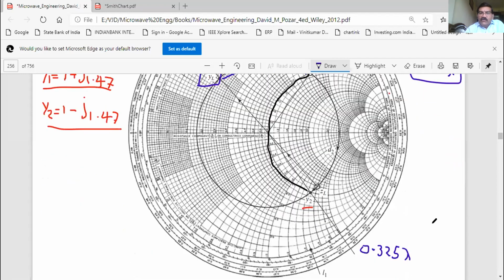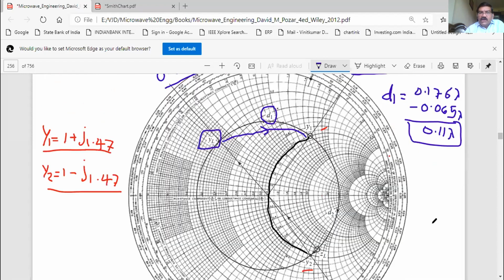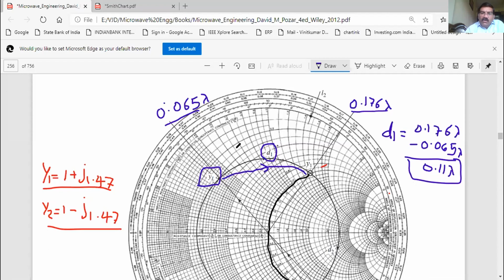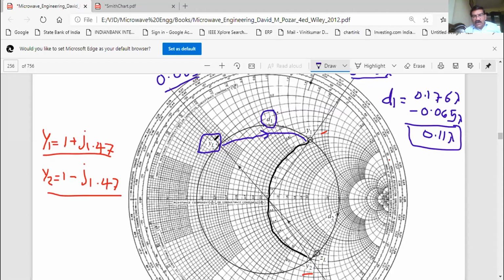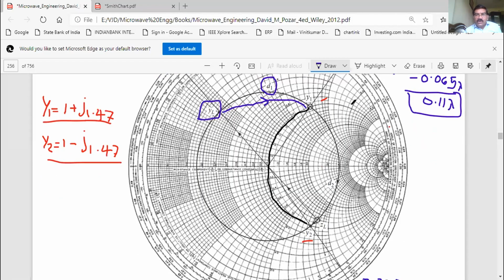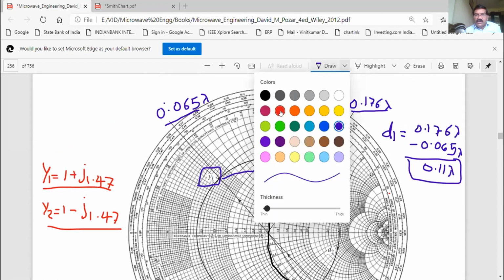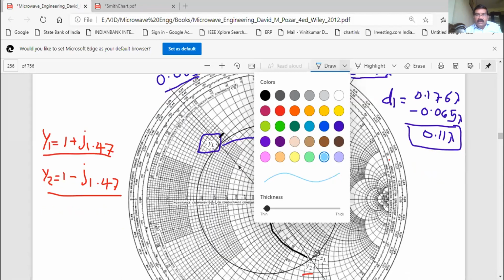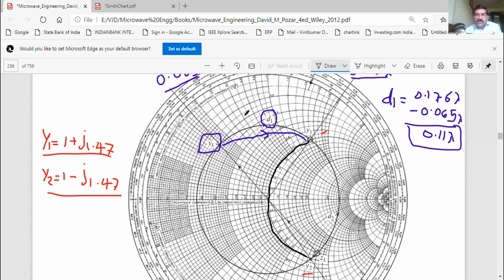The same thing you can calculate for D2. So take the difference again. Now what is your D2? D2 is from YL to Y2. So from here you are going and you are reaching here. So this is your D2. For D2 you just do the subtraction.